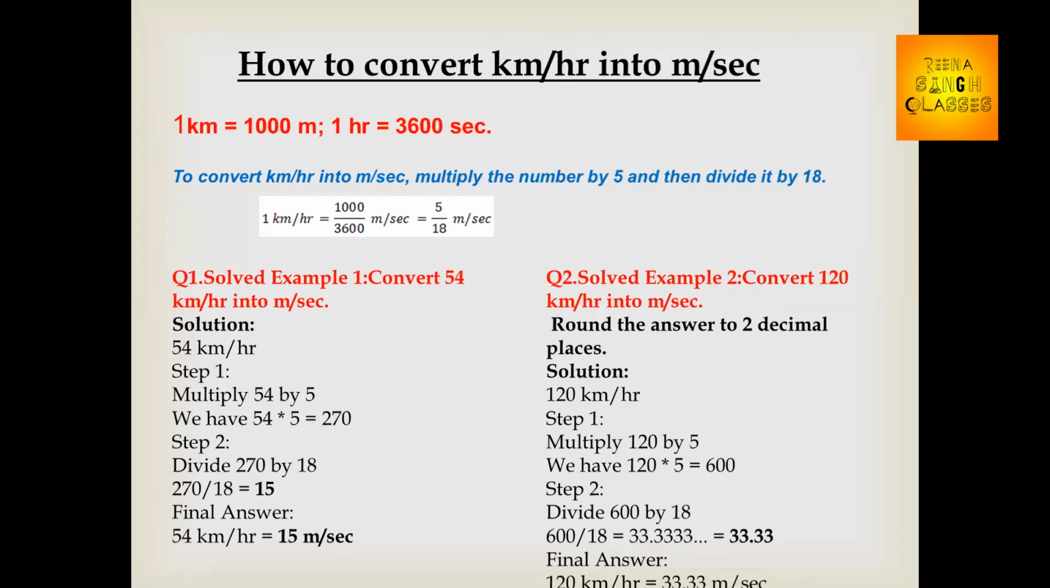How to convert kilometer per hour into meter per second? So 1 kilometer per hour: 1 kilometer is equal to 1000 meter, 1 hour is equal to 60 minute and 1 minute is equal to 60 seconds. So 1 hour is equal to 3600 seconds. So after division, we will get 5 by 18 meter per second. Example, convert 54 kilometer per hour into meter per second. So first we have to multiply 54 into 5 and then divide by 18. So we will get 15 meter per second. Second example is also like this.